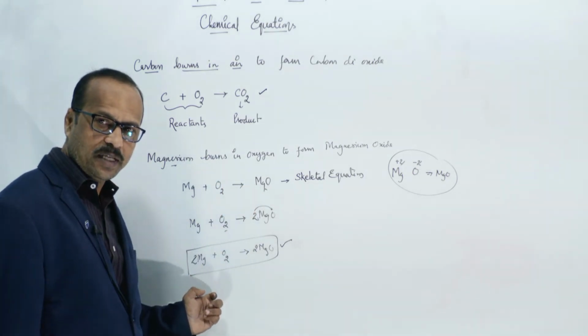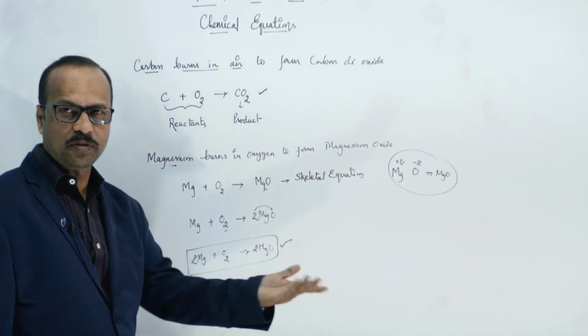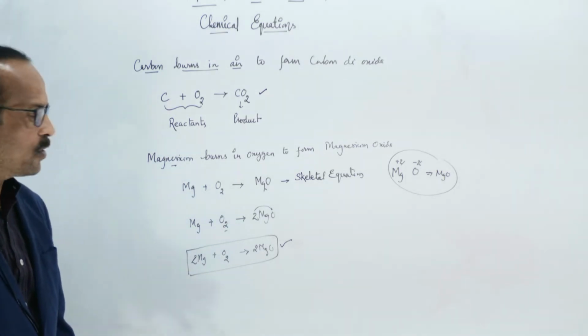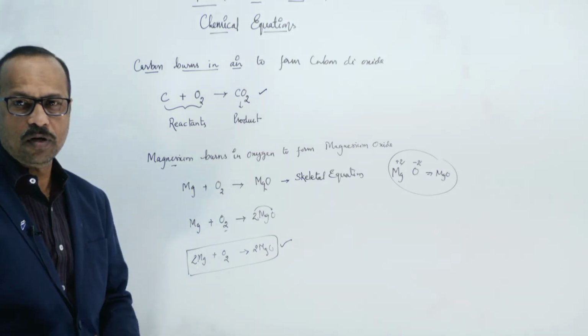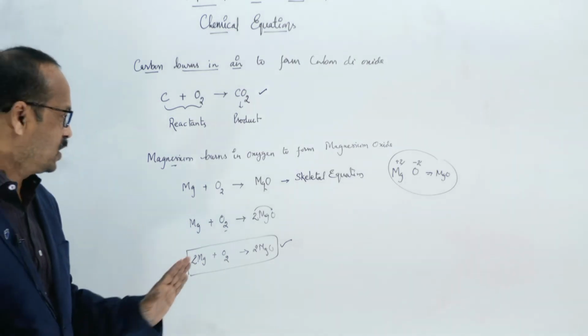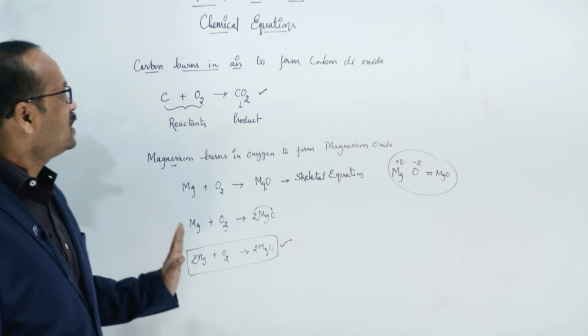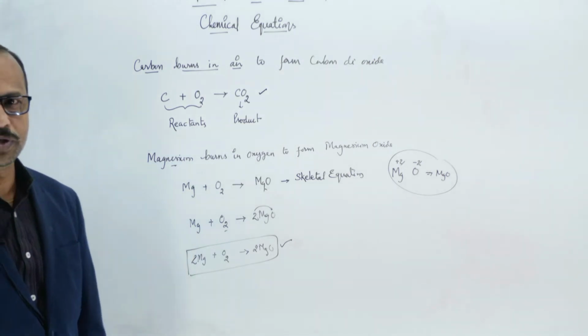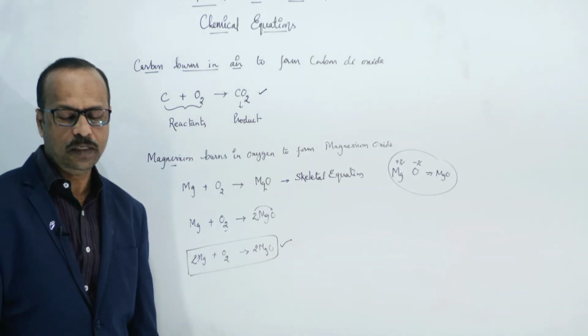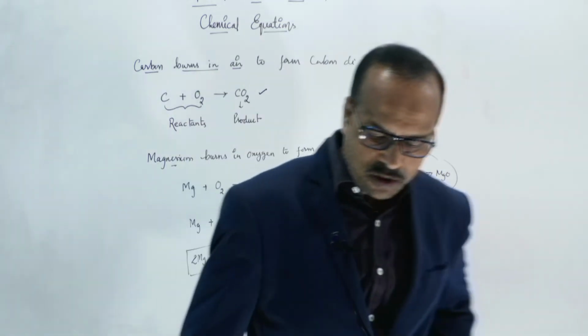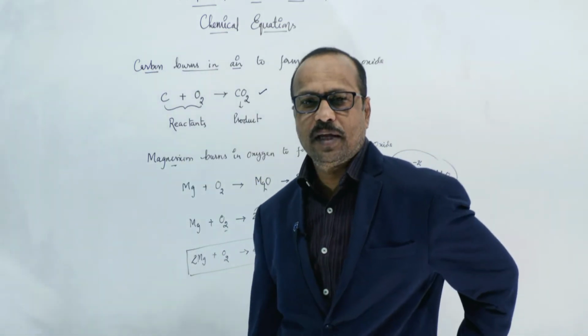The total number of atoms on the reactant side is equal to the total number of atoms on the product side. So according to the law of conservation of mass, mass can neither be created nor destroyed. Did you understand now? So this is the writing of a chemical equation. Now, see students, what are the advantages of this chemical equation?